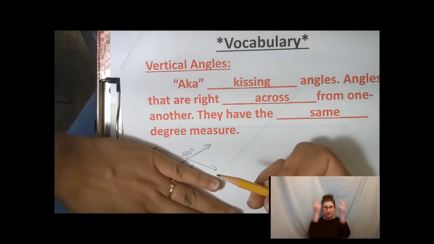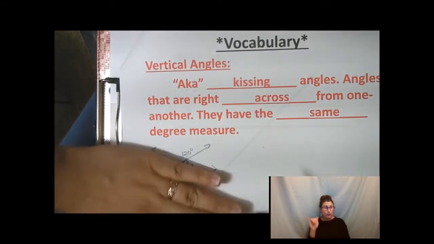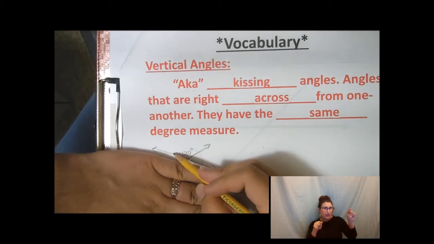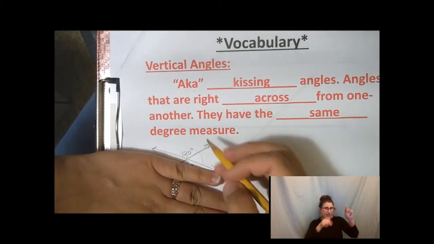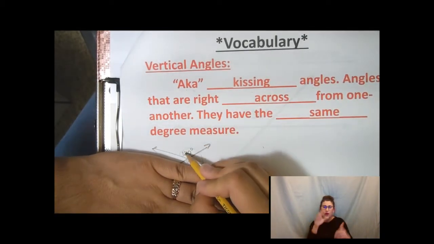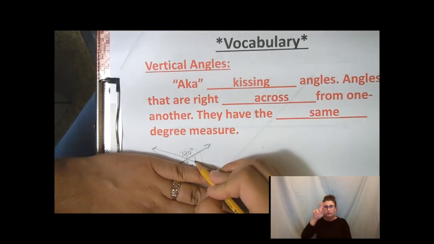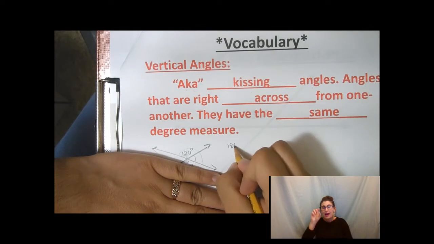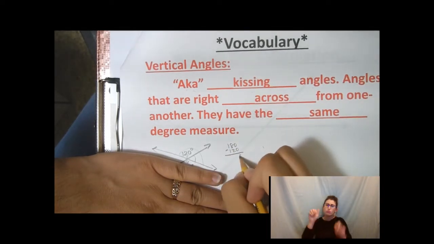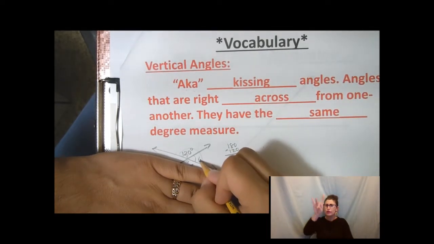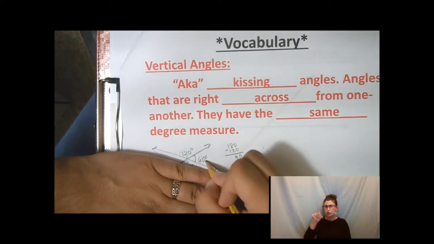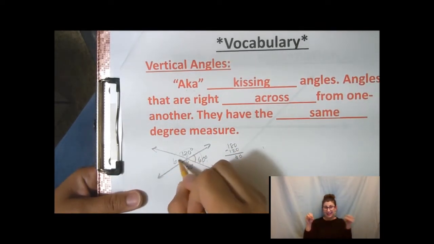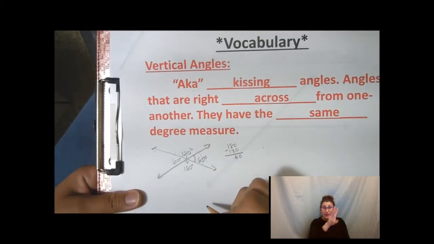And then look, if I cover this one up, what kind of angles is this from here to here? Supplementary. So I know that this angle plus this angle has to add up to 180 degrees. So I can do 180 minus 120, and that will get me 60. And this one's 60 degrees. If this one is 60, through vertical angles, I know that this one is also 60.